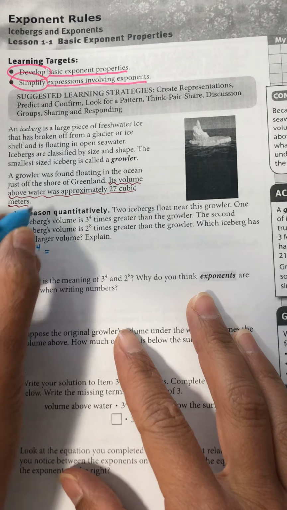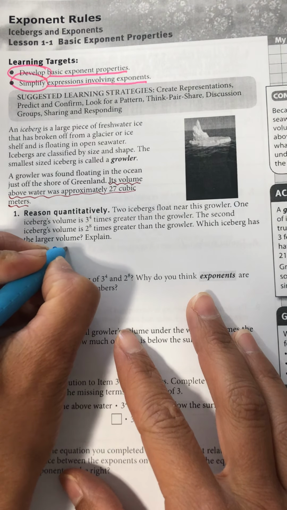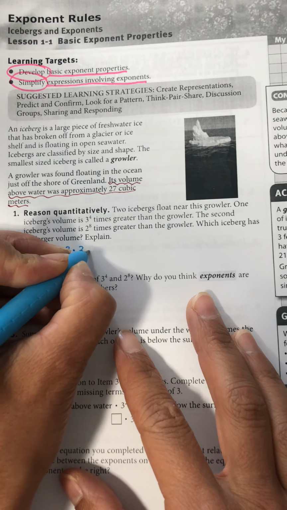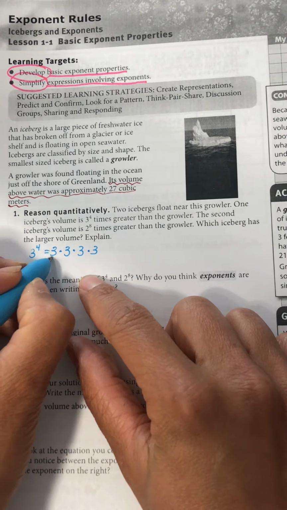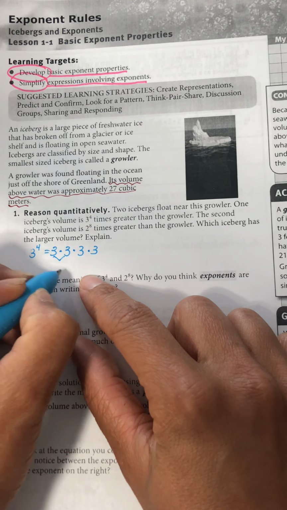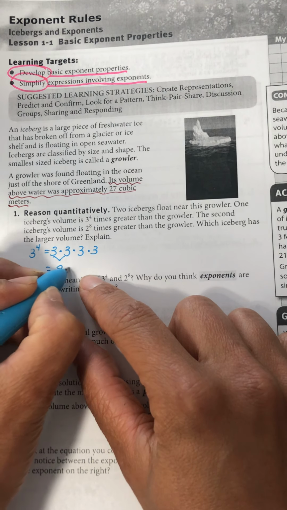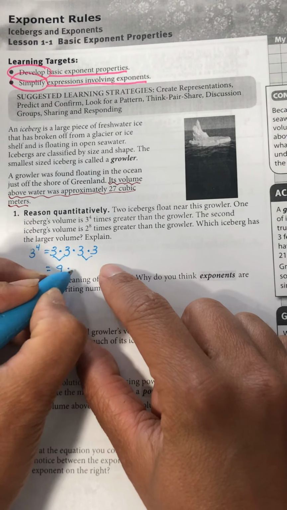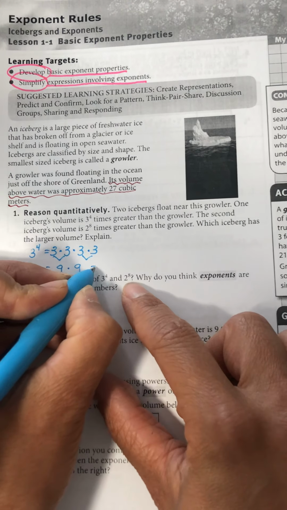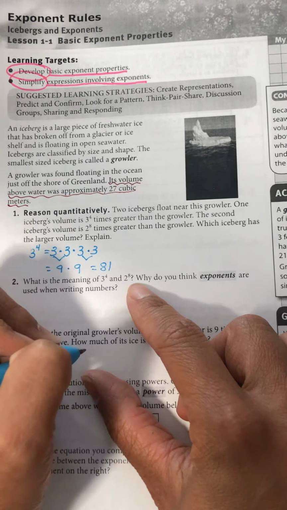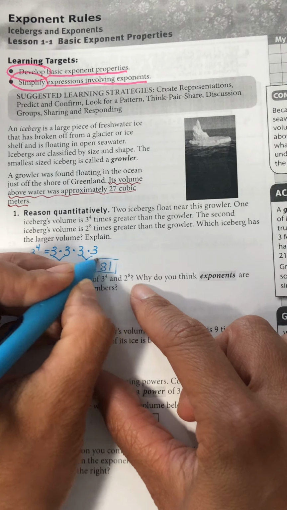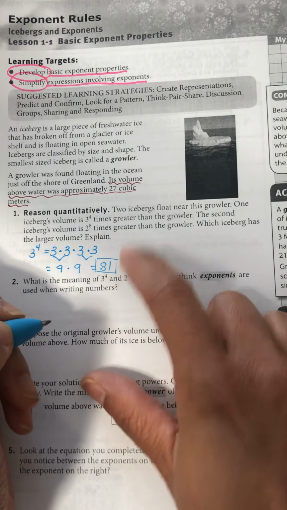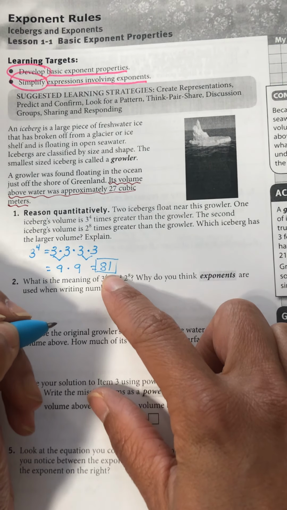Well, that is just 3 times itself 4 times. And if we group this, 3 times 3 is 9, and another 3 times 3 is 9, and 9 times 9 is 81. So we would multiply the original growler's volume by 81.